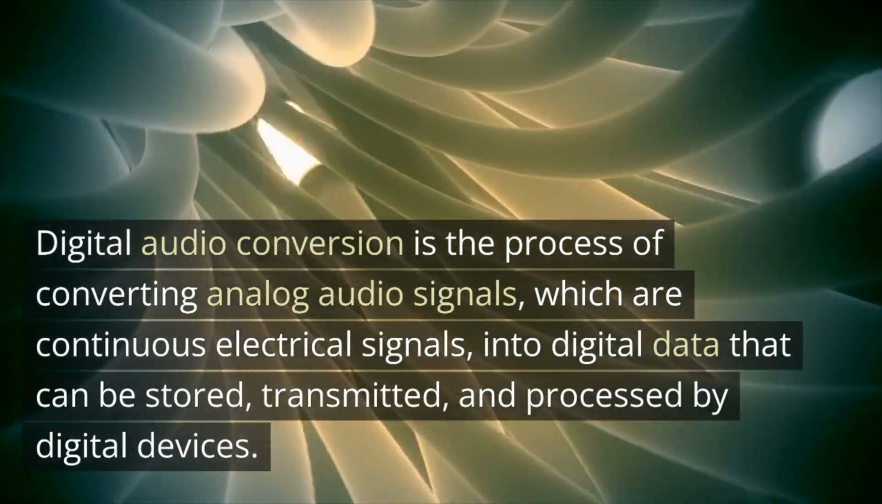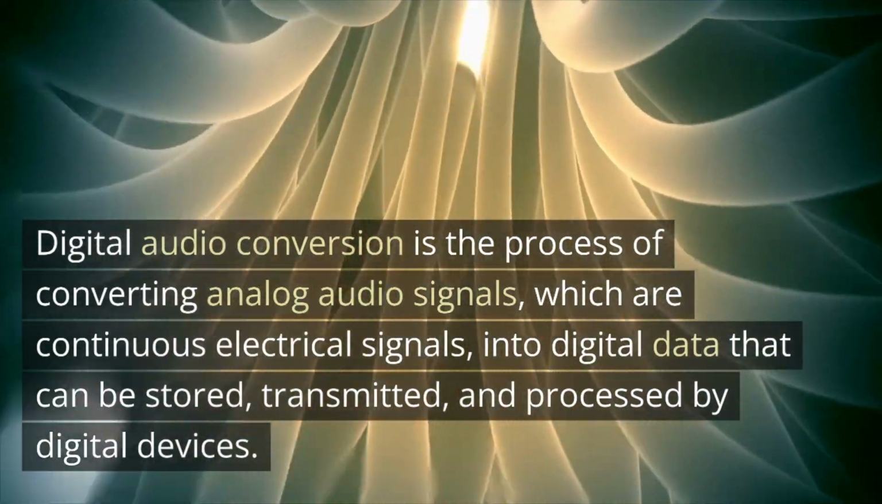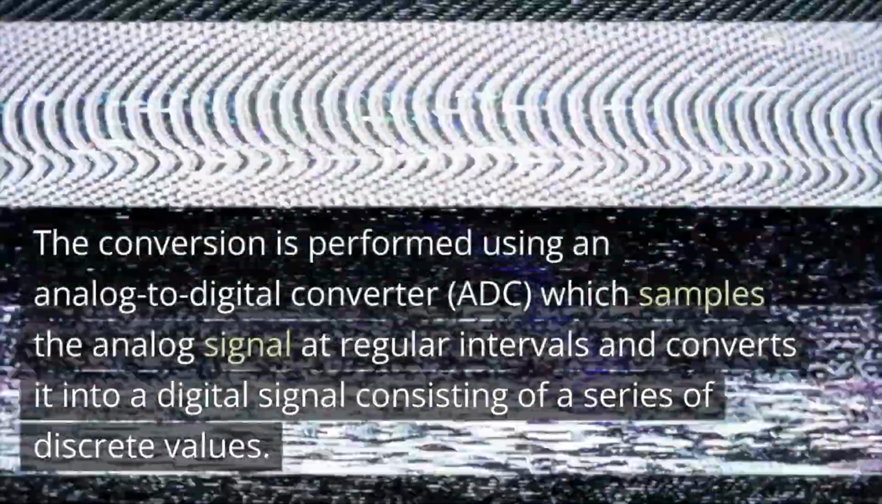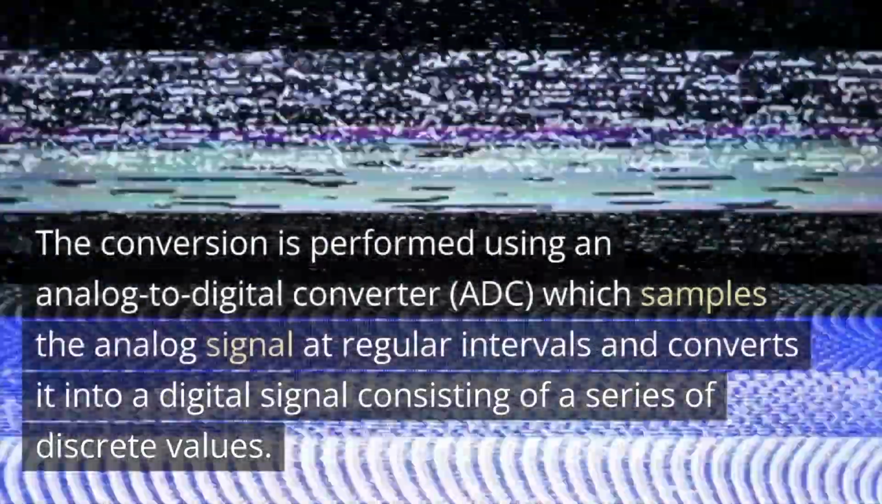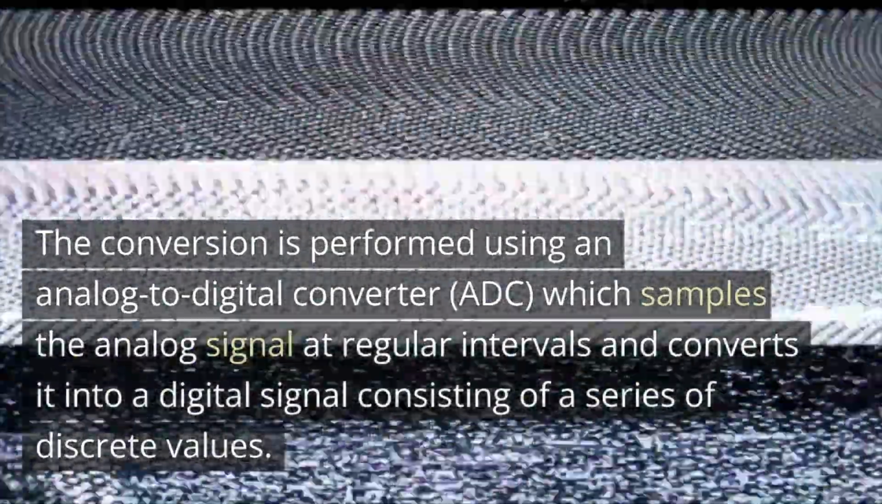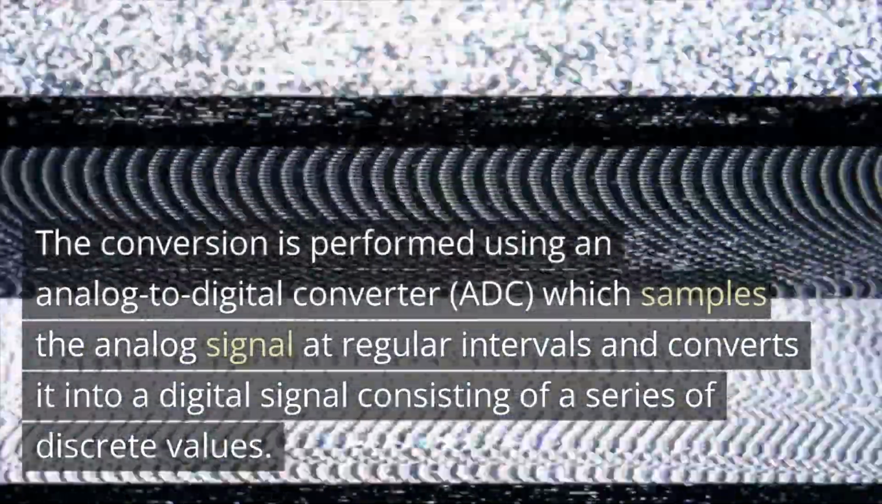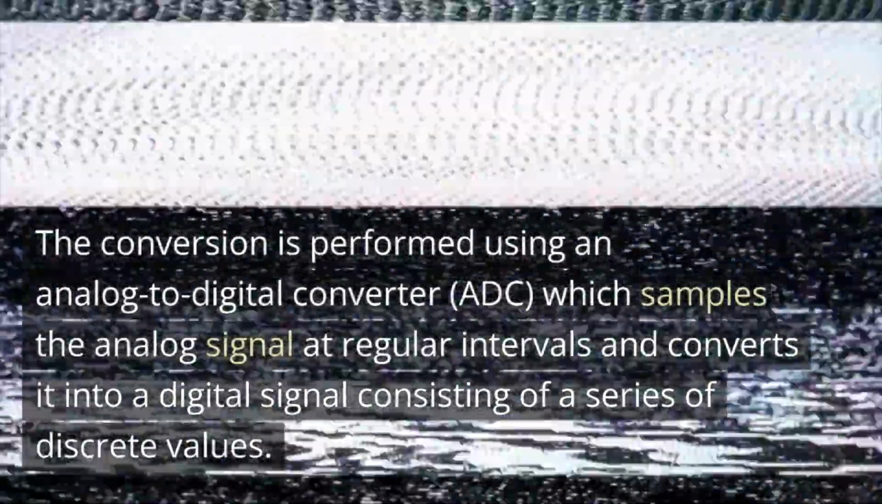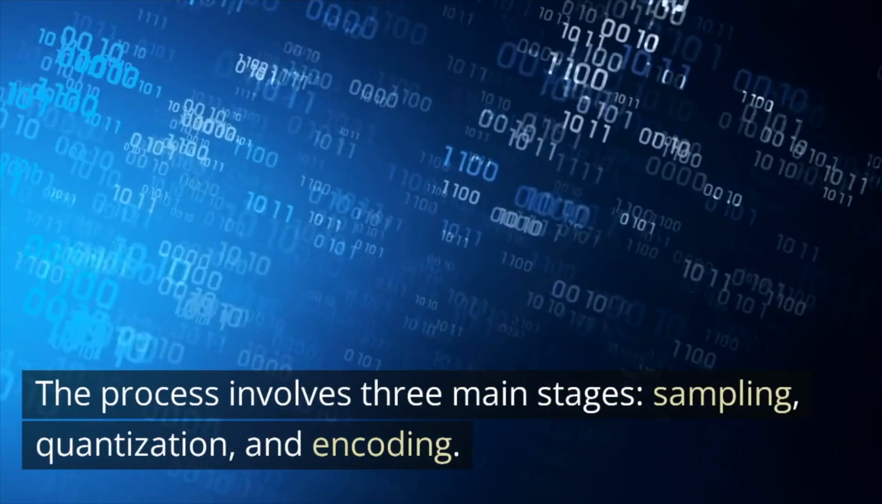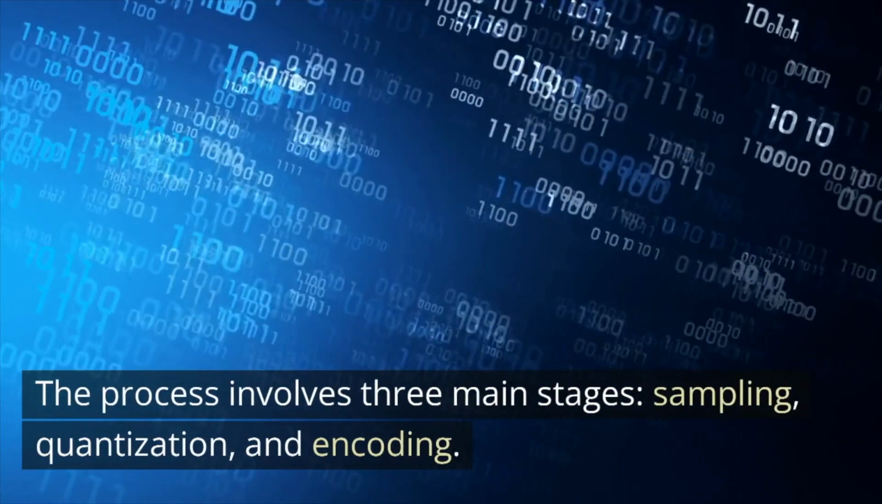Digital audio conversion is the process of converting analog audio signals, which are continuous electrical signals, into digital data that can be stored, transmitted, and processed by digital devices. The conversion is performed using an analog to digital converter, ADC, which samples the analog signal at regular intervals and converts it into a digital signal consisting of a series of discrete values. The process involves three main stages: sampling, quantization, and encoding.